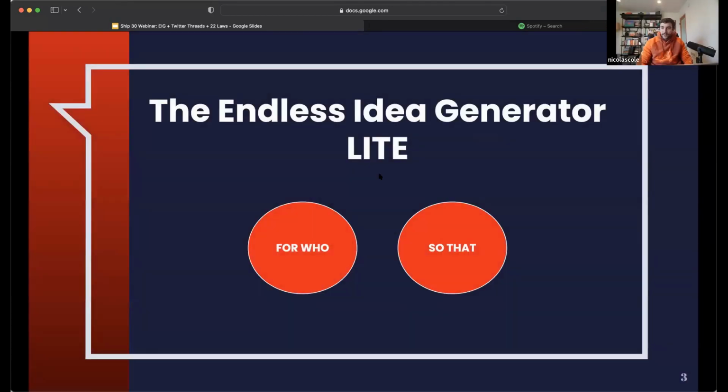Let's do it. So the first big idea, okay, our goal is by the time that you're done here over the next hour, you are never going to have the problem of, I don't know what to write about ever again. If anything, you are going to have the opposite problem, which is I have so many ideas. Now I got to crank through them and figure out which ones are worth doubling down on. So we have this concept in Ship 30 called the endless idea generator.